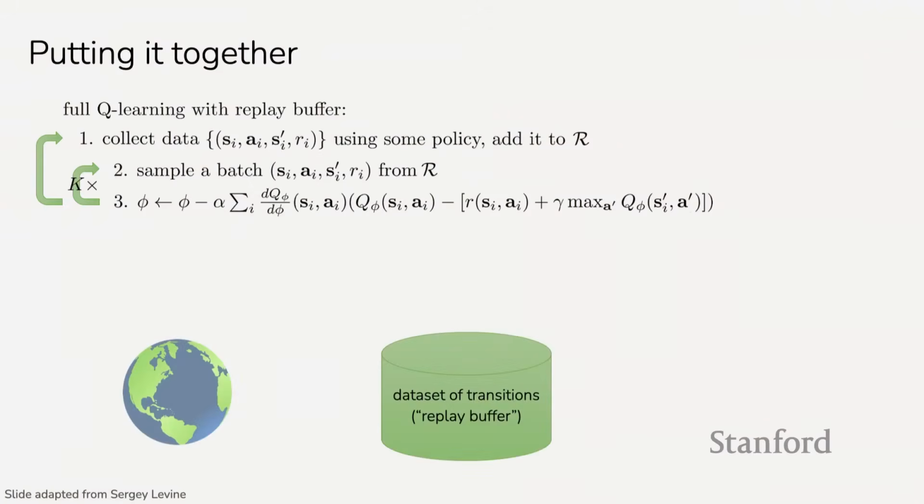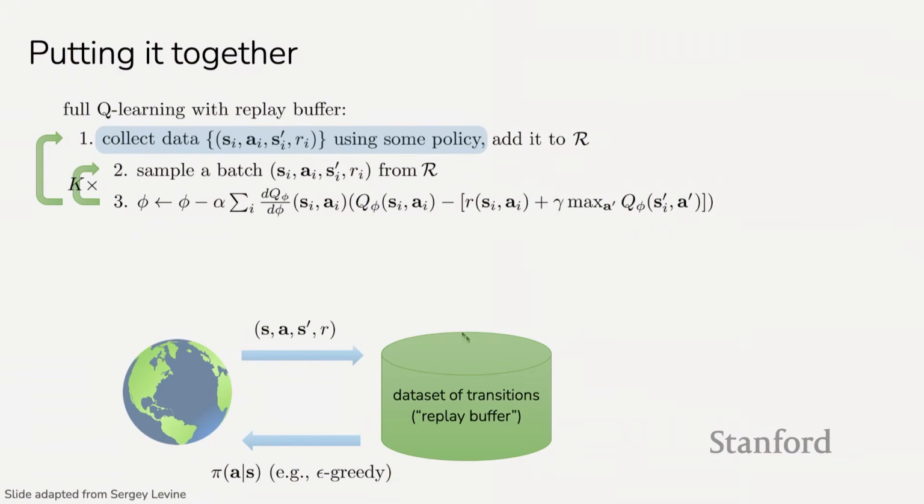Visually, what this looks like is you have some environment, you initialize your replay buffer as empty, and then at this first step, you'll run your policy, like the epsilon greedy policy, that's exploring in the environment. You'll then get some transitions that you put into your replay buffer. And then for this part, you'll use your replay buffer to update your Q function on the data that you see.